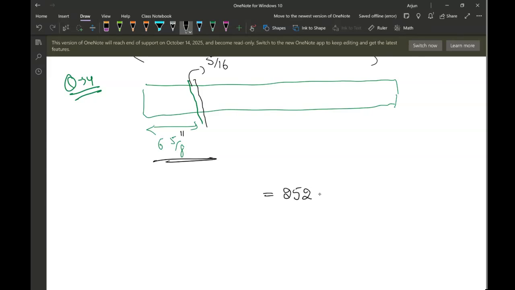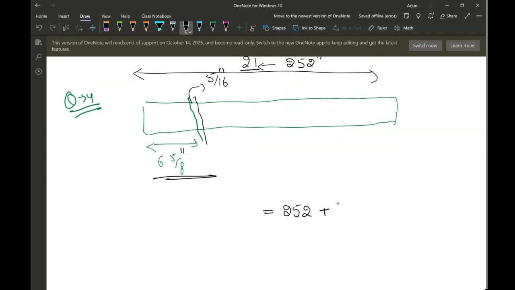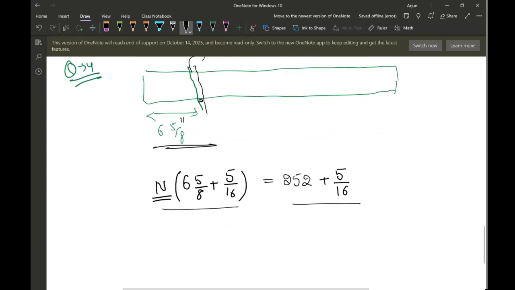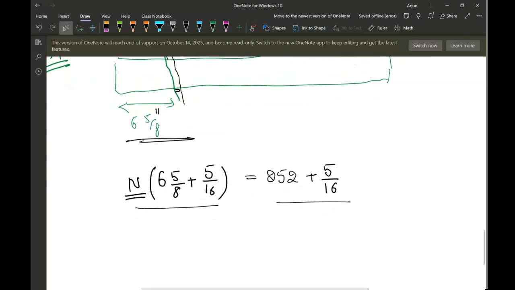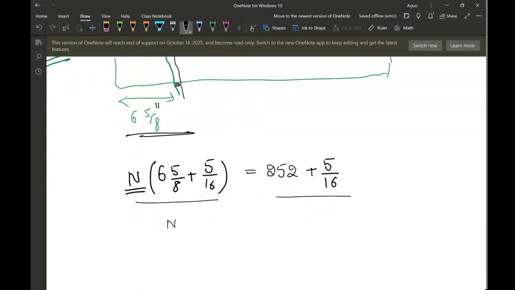And now I will write it as 252, and then I will add a cut into this also. I'll tell you why I'm adding a cut. This is equal to 6 5/8 plus the cut size. This is the cut size, 5/16, and multiply by n, meaning n number of pieces. That's how we are balancing the equation. And then you're going to solve it for the n value.